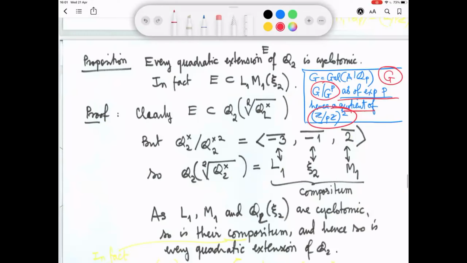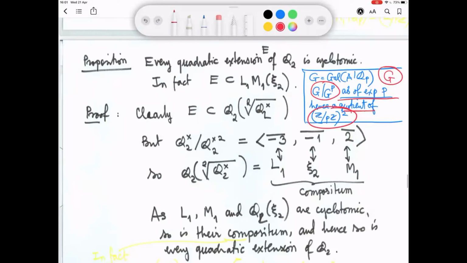So clearly, if it's a quadratic extension, then it's contained in Q2. And if you join the square root of everything in Q2 star, that contains all quadratic extensions. But what is Q2 star modulo Q2 star squares? It has an F2 basis consisting of -3 bar, -1 bar, and 2 bar.